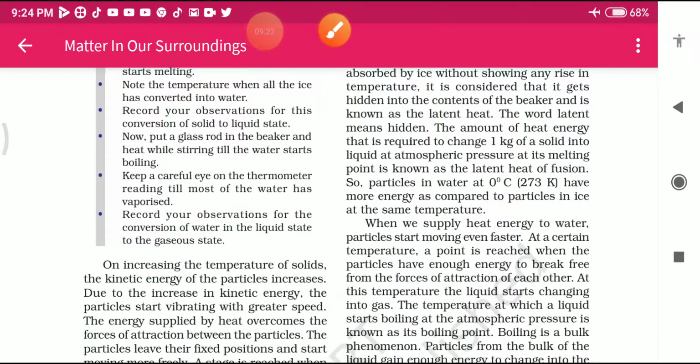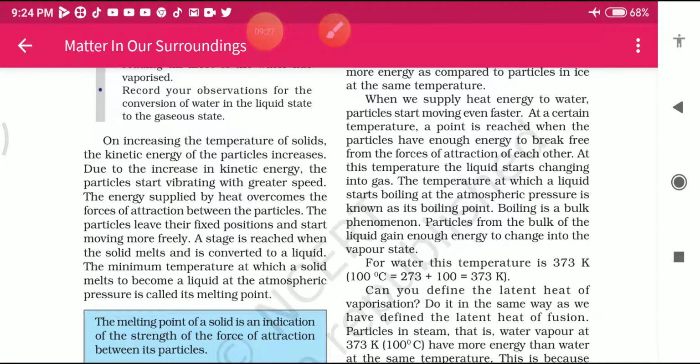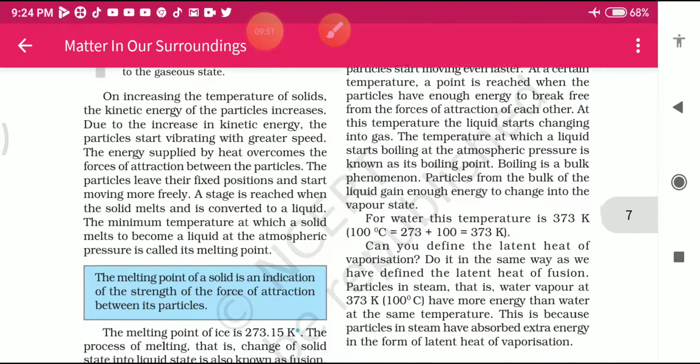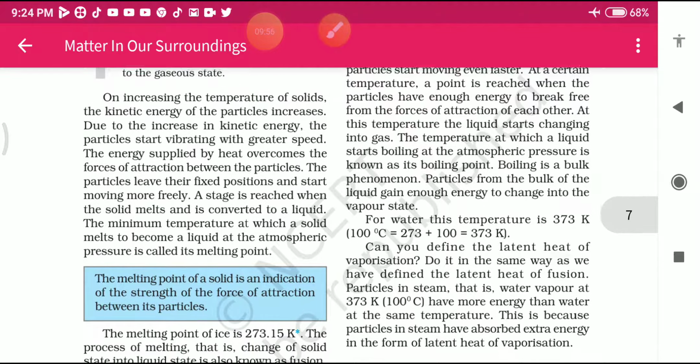Now let's move to another paragraph here. The paragraph says that when we supply heat energy to water, particles start moving even faster. At a certain temperature, a point is reached when the particles have enough energy to break free from the forces of attraction of each other. At this temperature, the liquid starts changing into a gas. Now students, I told you about latent heat of fusion, and another is latent heat of vaporization.